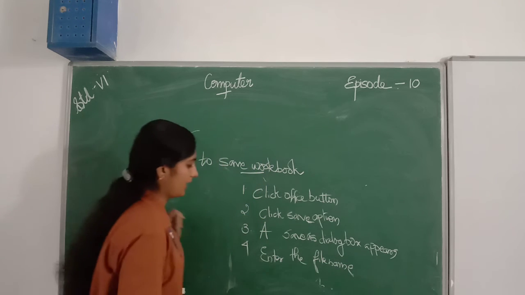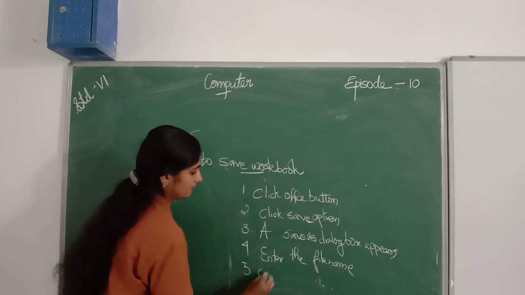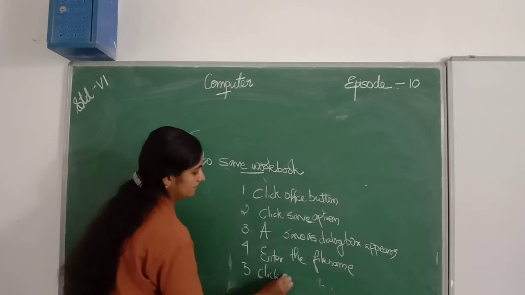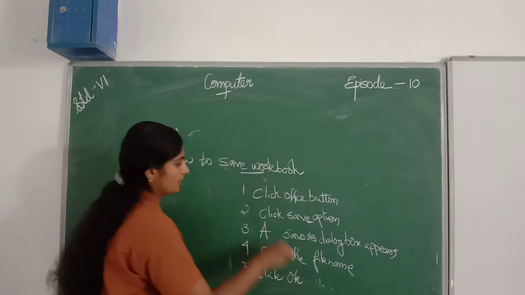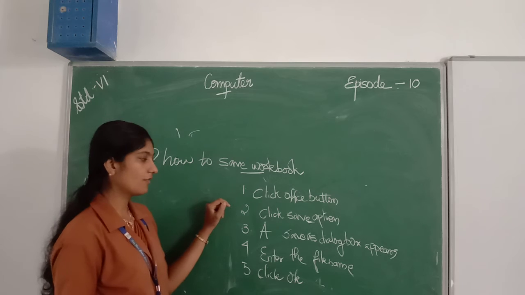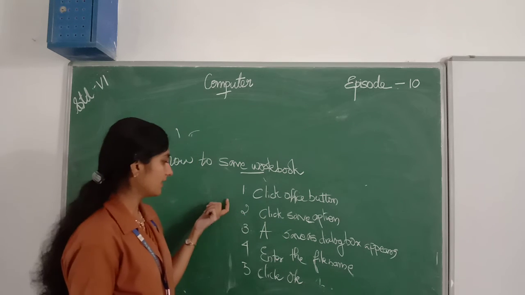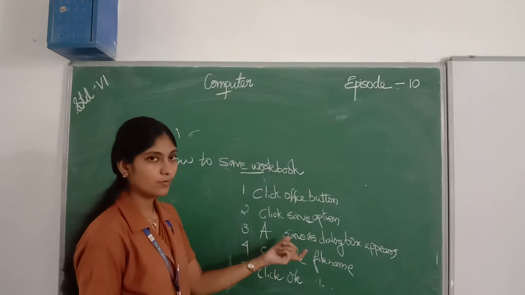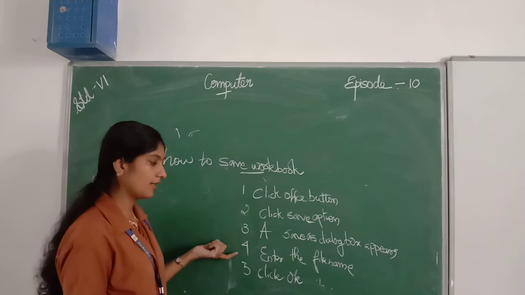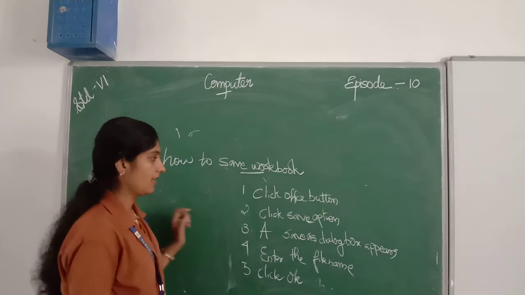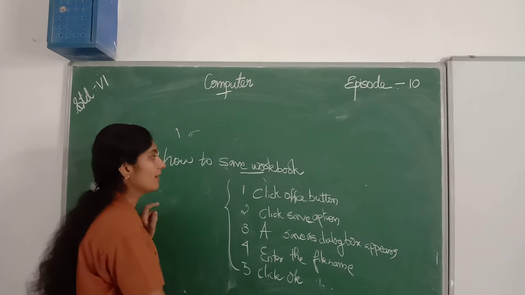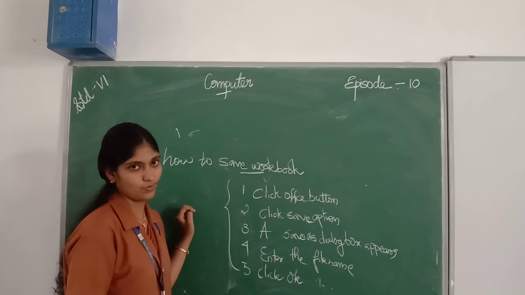Then click OK. So first one, click Office button. Second step, click Save option. Third step, a Save As dialog box appears. Then you can enter the file name and then click OK. These are the steps for saving the workbook.